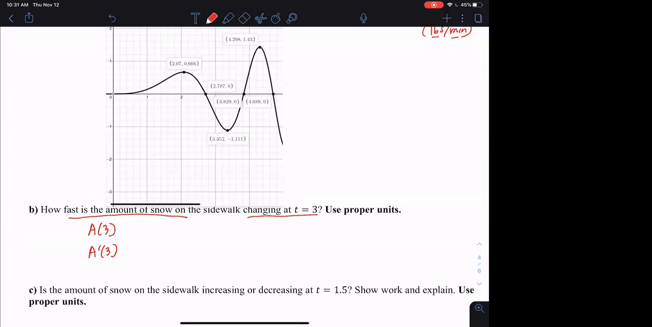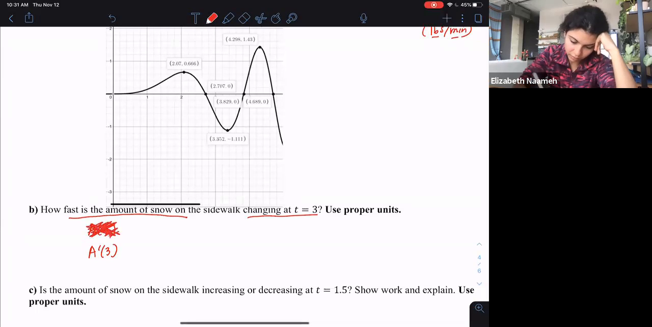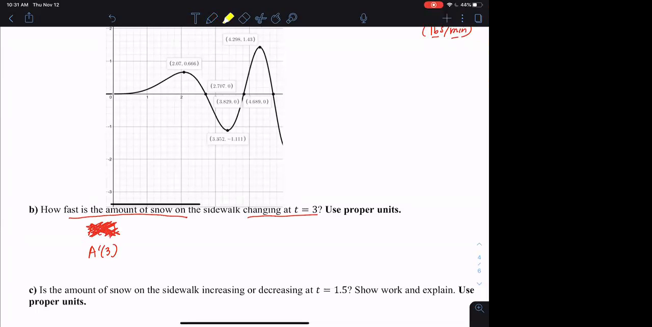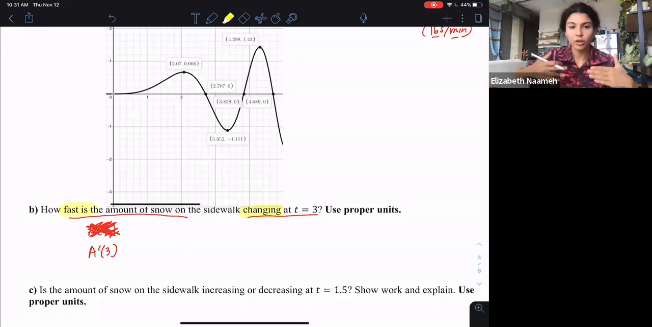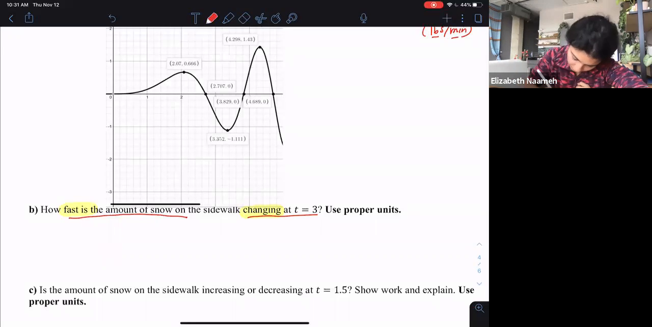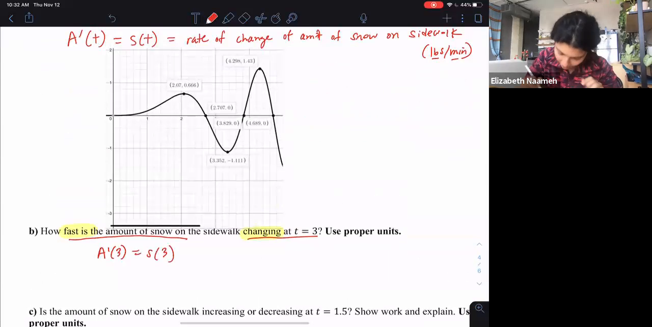And how do you know? In the second one, I'm going to plug it into the derivative. How did you know I need the derivative? What word stood out? Changing, and how fast. When we're talking about speed or motion or things like that, we're talking about the derivative. So we're going to find A prime of 3. So write this down. We need A prime of 3, which we need to connect, which is S of 3, which is what they gave us.